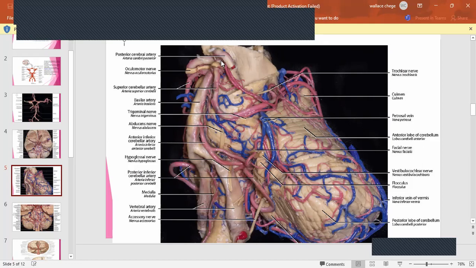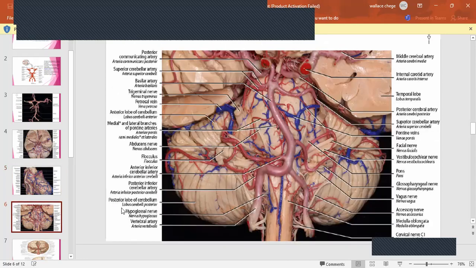So I've said the terminal branches of the basilar artery are the posterior cerebral arteries. More images for you to see. These are the vertebral, that and that. They fuse to form our basilar.